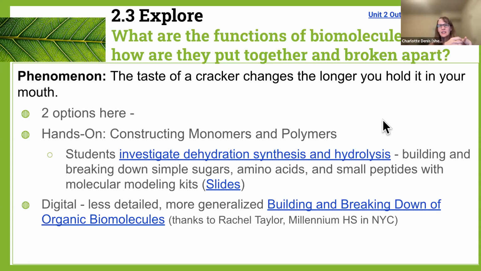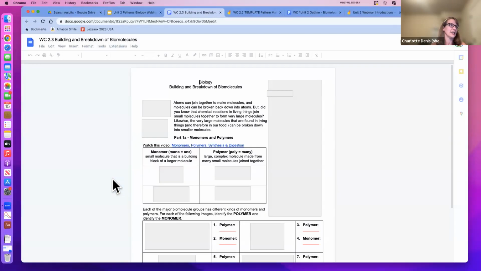It's more generalized. And we pulled this document called Building and Breaking Down of Organic Biomolecules from something that was shared in the NGSS Biology Teachers Facebook group. Rachel Taylor is a teacher at Millennium High School in New York, and she shared this task with that group on Facebook. And the great thing about her materials is that she does all of her own images, and then she often has videos on YouTube that match directly, using the same images as she created for the documents. So I'll just show you what that looks like in this case.